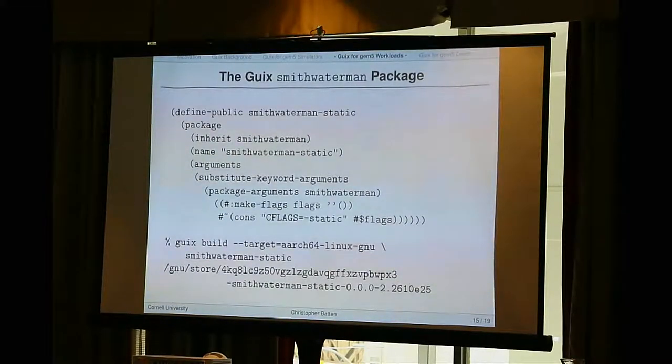But you can also leverage Guix's ability to easily cross-compile packages. So here we're doing guix build, and we give it a target. In this case, we're giving it the ARM target. And this will automatically download and install the cross-compiler and then build this Smith-Waterman using this static flag and install it in the global store. All those dependencies, including the cross-compiler itself, are captured in this hash.